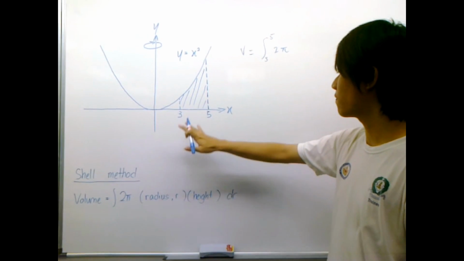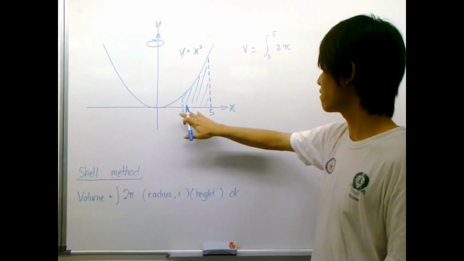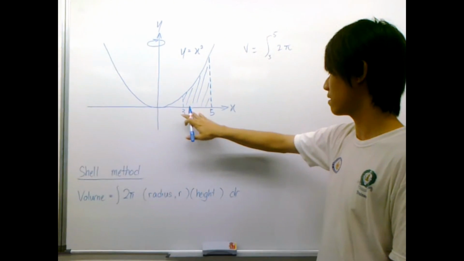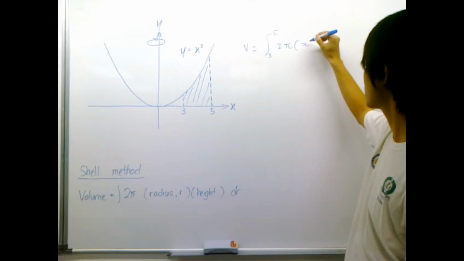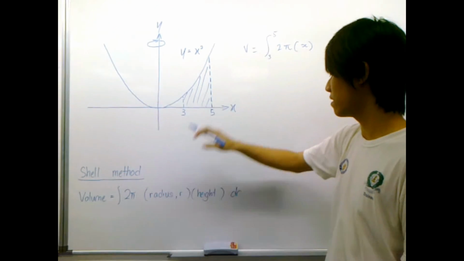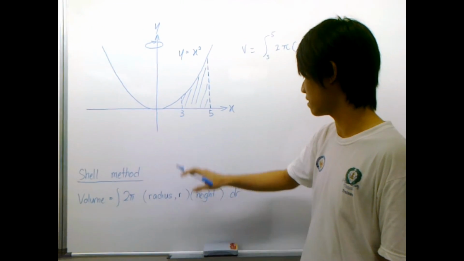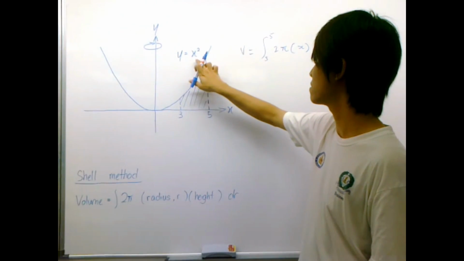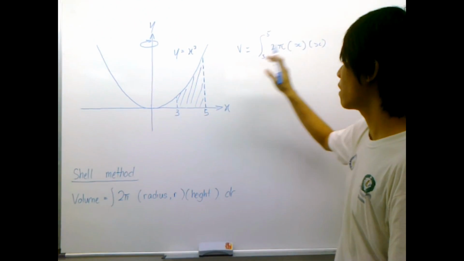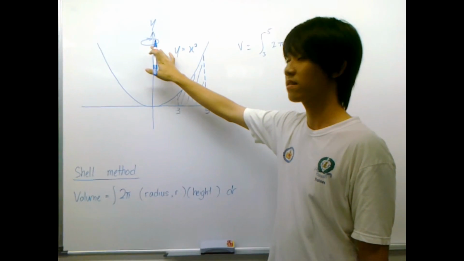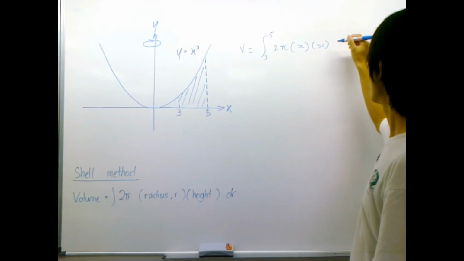As for the radius, if you try to imagine this area revolving around the y-axis, you'll realize that the radius is actually x. In the same way, if you imagine this area being revolved around the y-axis, you'll realize that the height is the y value, which is x squared. And since we are revolving this around the y-axis, we are integrating it with respect to x, and vice versa.